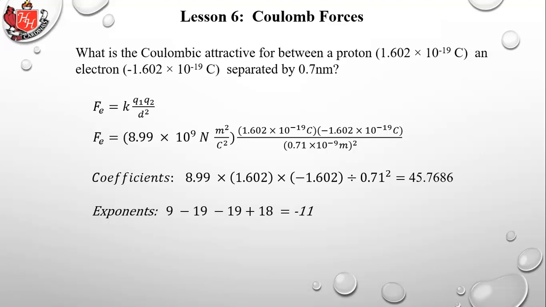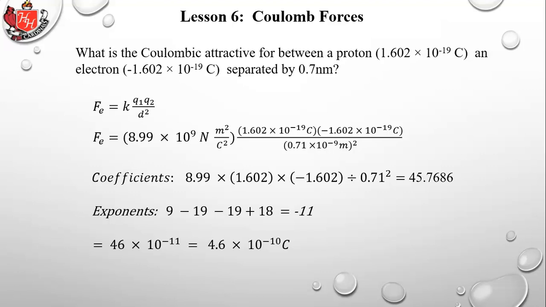So now with the coefficient, we're limited to two significant figures because of the 0.71. So that 45.7686, we're going to round to 46. That's the two significant figures. And the exponent is 10 to the negative 11.